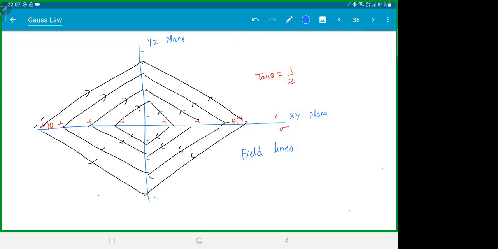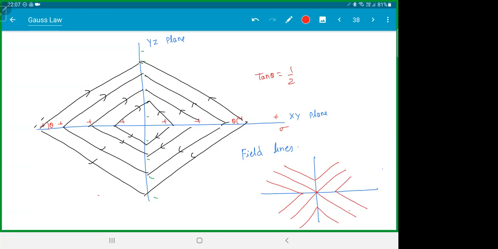Equipotential will look actually more interesting, meaning the equipotentials would look like this. This is how they look. These are equipotential surfaces, perpendicular to the field lines.